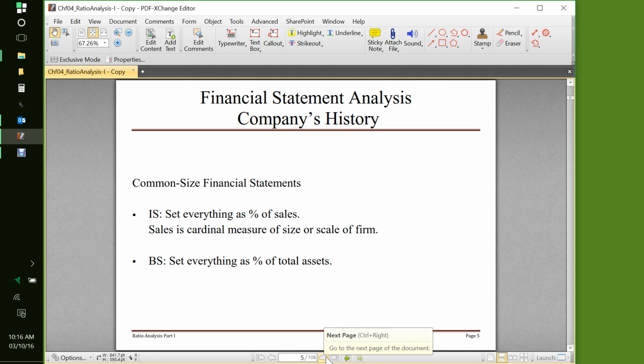Notwithstanding what the folks, morons and otherwise, on CNBC will tell you about equity market cap measuring the size of a firm. As we'll see when we go forward, that's not an appropriate measure of the size of the firm. And again, I'll talk about that a little bit more later. Another way to look at common size financial statements is to look at balance sheets. And the idea there is to set everything as a percent of total assets on the balance sheet.